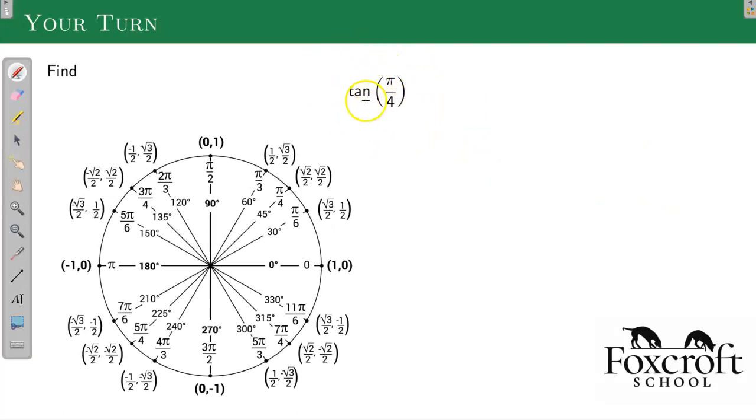All right, but here's one for you to try on your own, tangent of π/4. Go ahead and try that one, and I'll show you the answer in 3, 2, 1. All right, the answer is just 1. Sine is square root of 2/2. Cosine is square root of 2/2. When you make it a fraction, they cancel. You get 1.